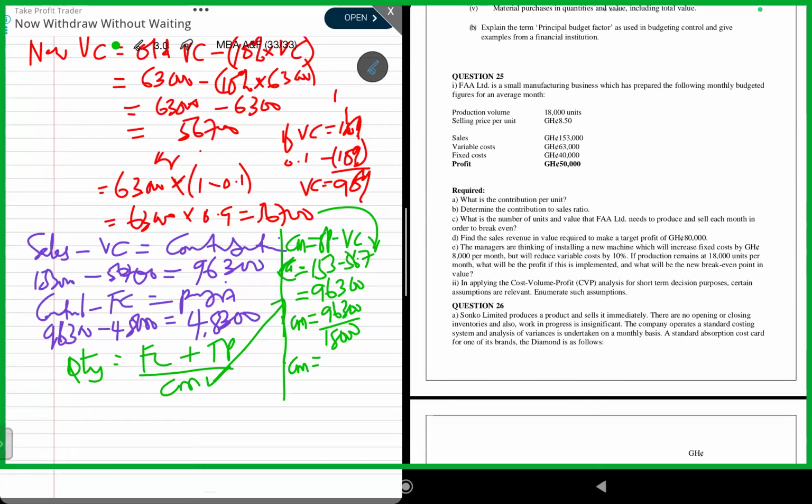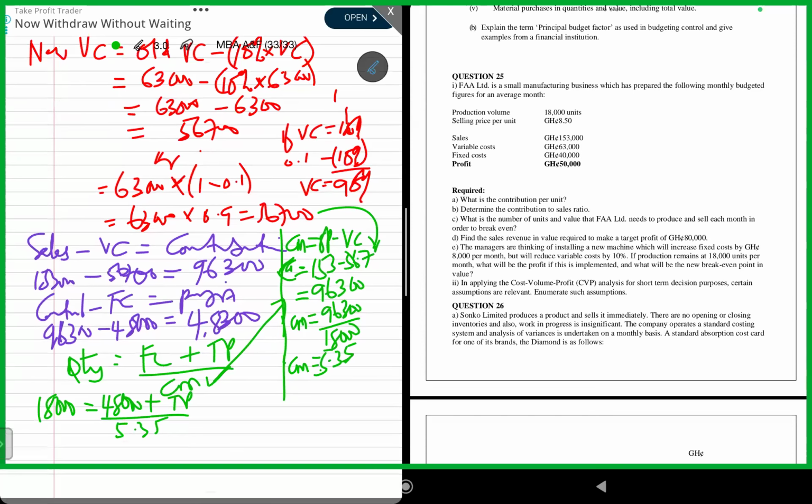The contribution margin is 5.35. Is it exactly 5.35? Yes. So that's the contribution margin. So we come to the quantity. The quantity should still be 18,000. Then the new fixed cost is 48,000, plus the target profit, which we don't know, all over 5.35.